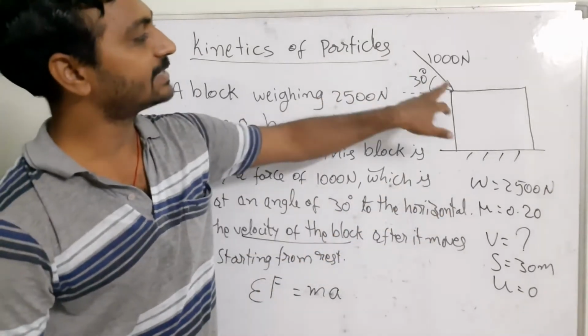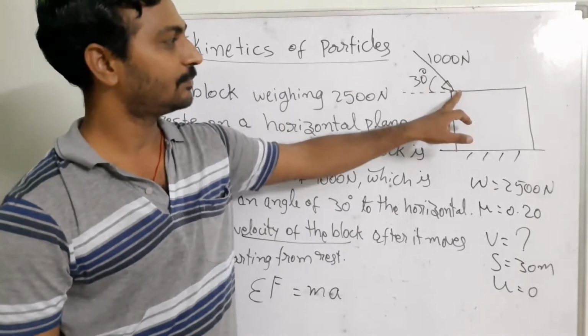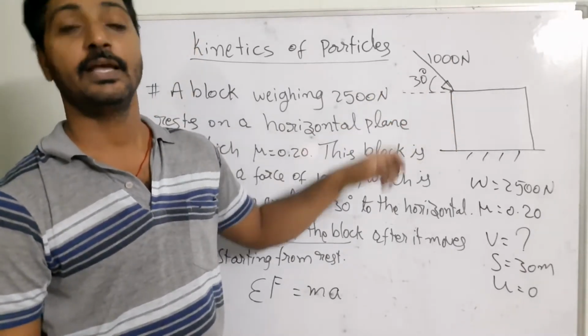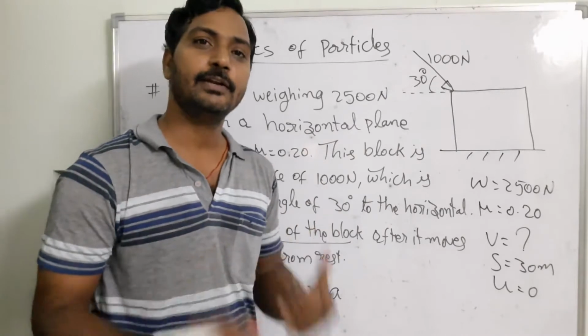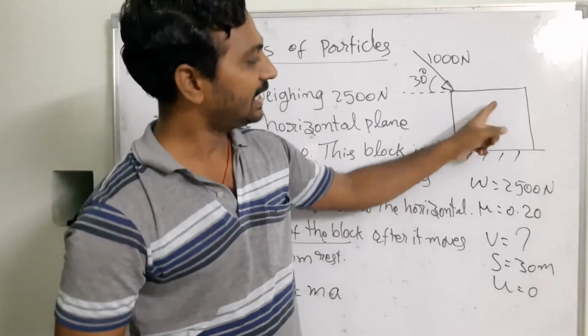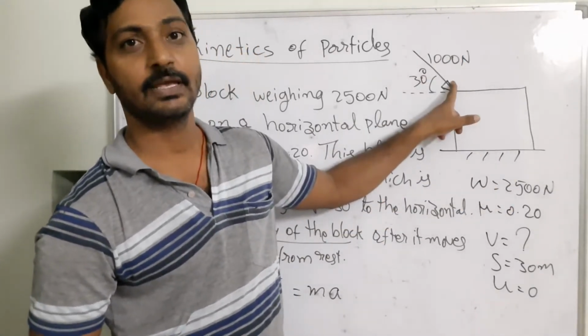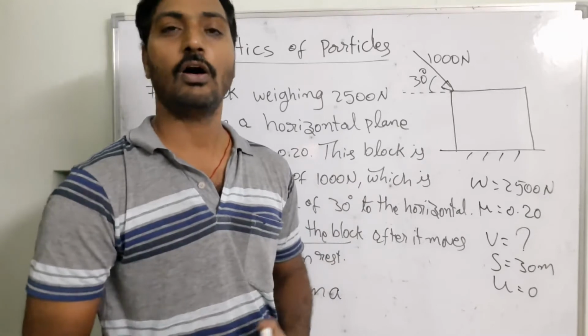When I take this 1000 newtons, I can resolve one force in the vertical direction and one force in the horizontal direction. Then what is the cause of the motion here? The horizontal force is the cause of that motion. But the self weight, the normal reaction and the vertical component are not the cause of that motion. We have already seen that.